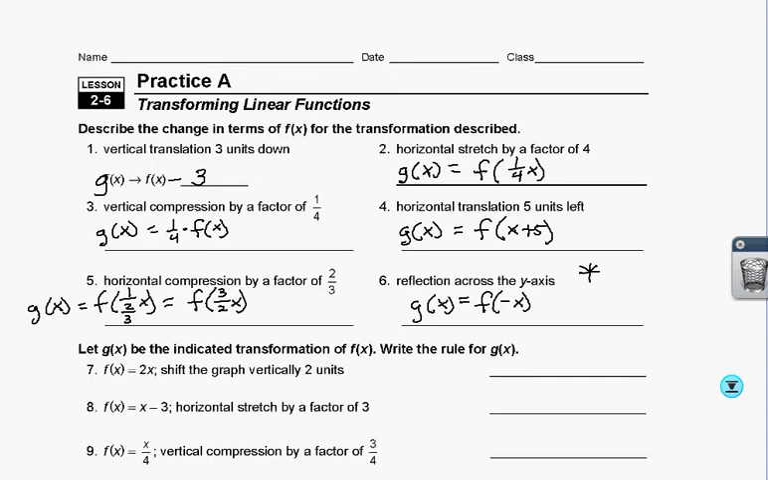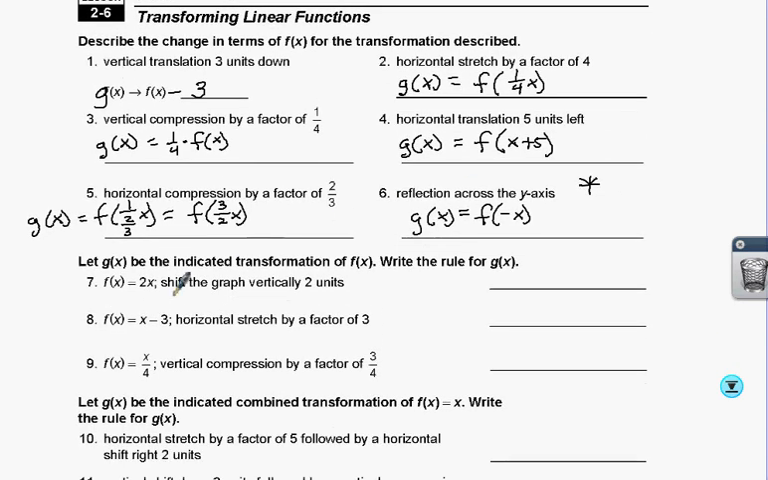So, number 7, here I have my function is 2x, and I shift the graph vertically 2 units. So my new function is simply my old function, vertically 2 units. Let's say it didn't say up or down, let's go up. So it'll be plus 2. So this is going to simply be 2x plus 2. So g of x, in this case, is equal to 2x plus 2.